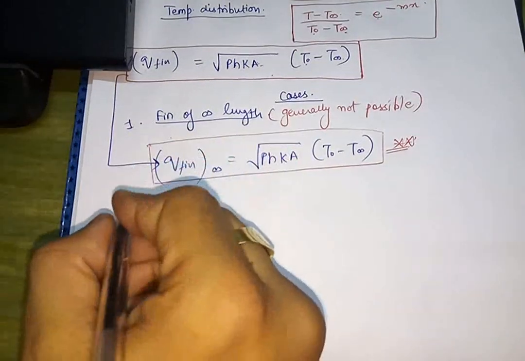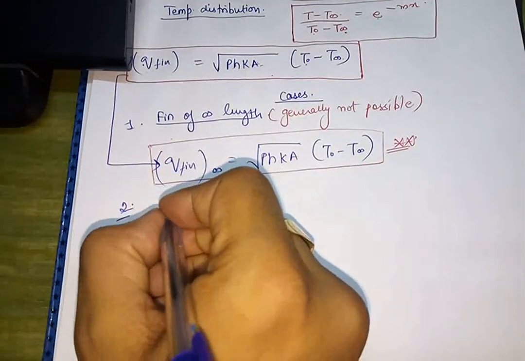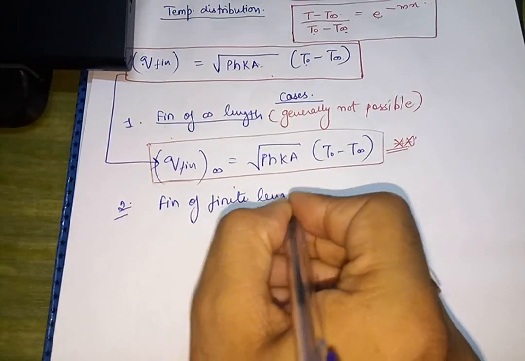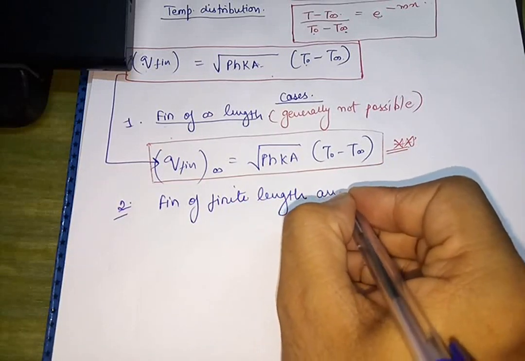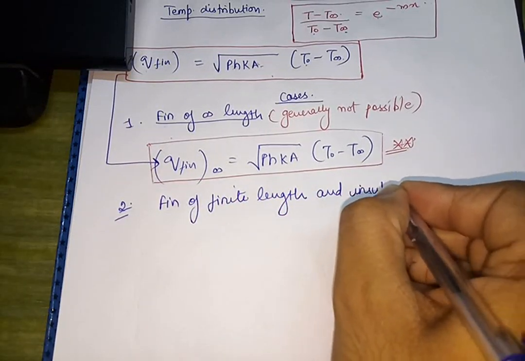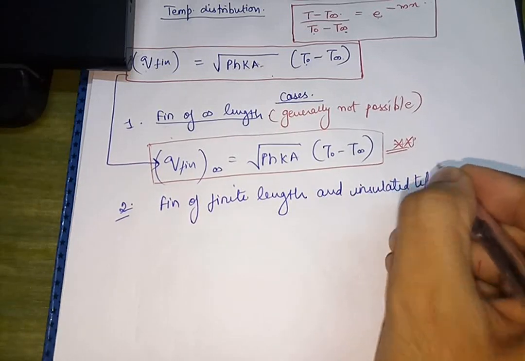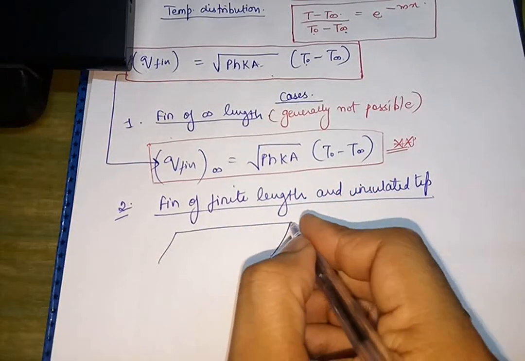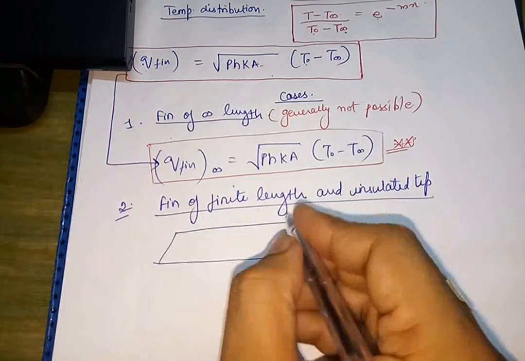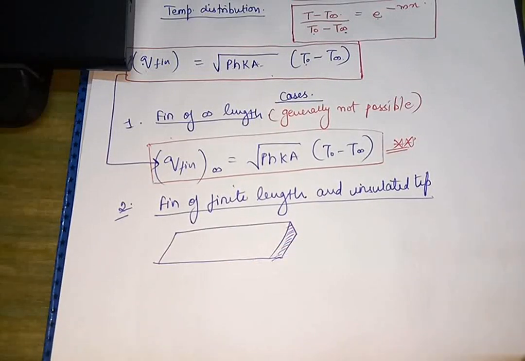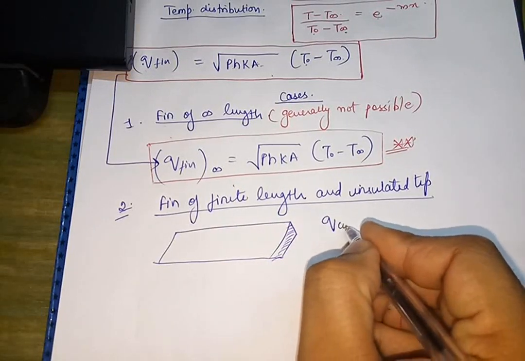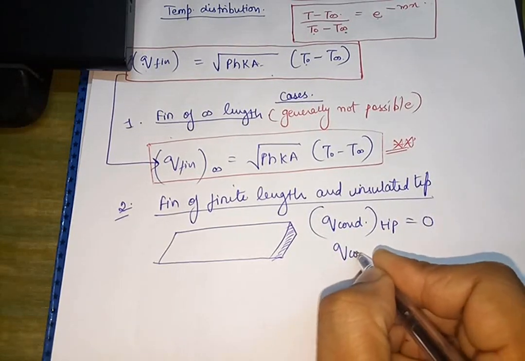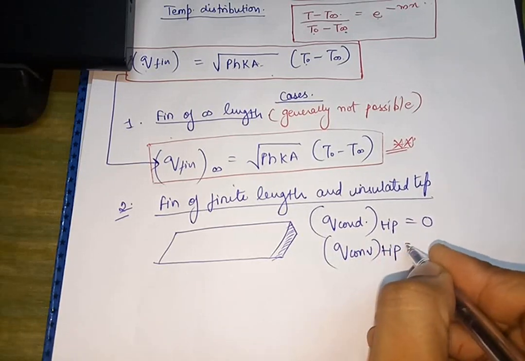This was the case 1. Now we discuss about the case 2, that is fin of finite length and insulated tip, such that, let us say, the tip of the fin is insulated. Say this is the tip and this is the insulated tip. Then Q conduction at the tip is equal to 0 and Q convection through the tip is also equal to 0.